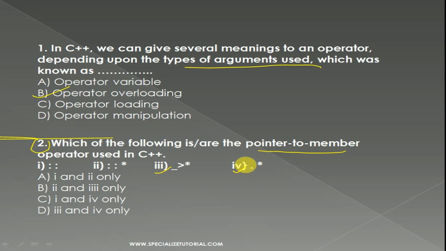Now what is basically a pointer to member? A pointer to member allows you to refer to a non-static member of a class object. It means that you cannot use a pointer to member to point to a static class member, because the address of a static member is not associated with any class object. So the third and fourth will be the right answer.